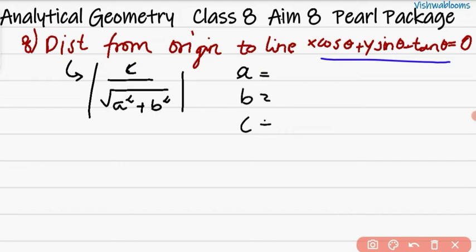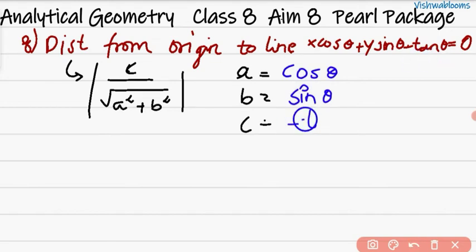Now what is a here? A will be x cos theta, but x is the variable, right? So we are not supposed to mention the x. Only the coefficient of x has to be written. So it is cos theta. Now what is b? It is the coefficient of y, that is sin theta. And what is c? It doesn't have any variable, right? So it is minus tan theta.